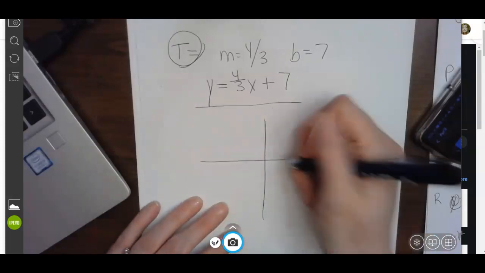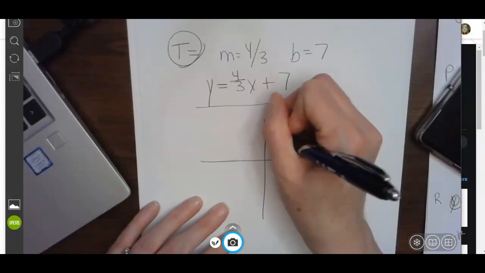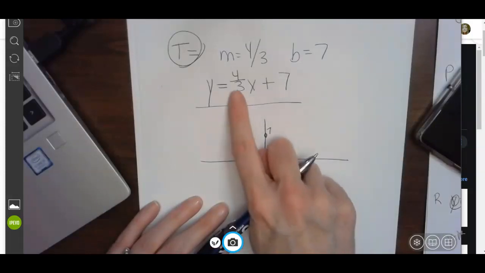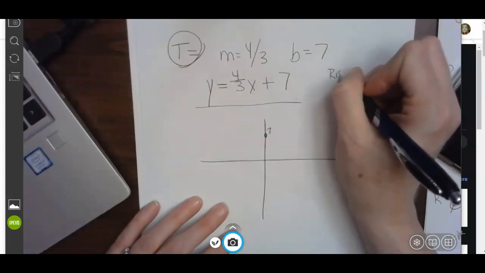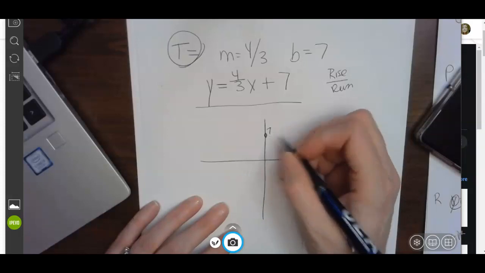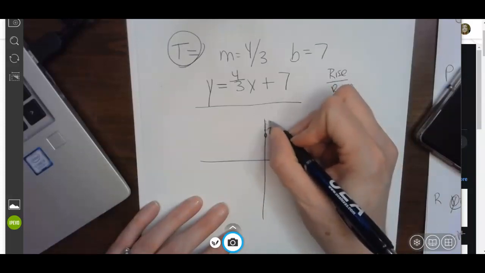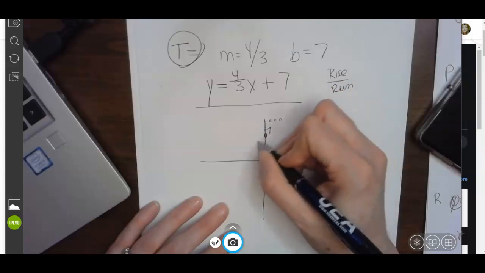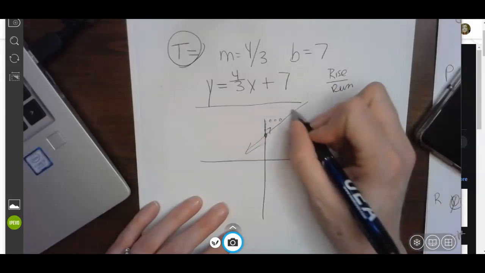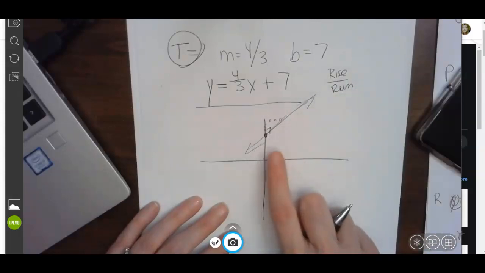It's going to be a positive 7, so you're going to go up 7. 1, 2, 3, 4, 5, 6, 7. We're going to say that's 7. And then, remember, it's rise over run. So it means you're going to rise up 4. 1, 2, 3, 4, and then over 3. 1, 2, 3. And then you're going to graph your line. Okay? That is how you do this one.